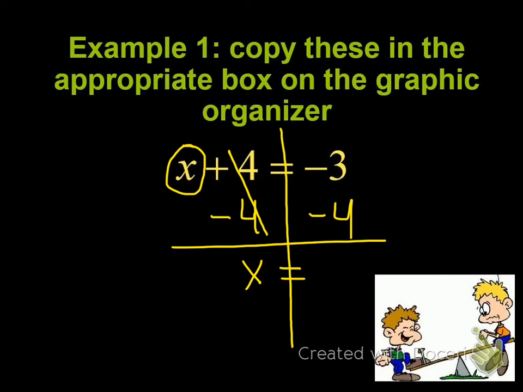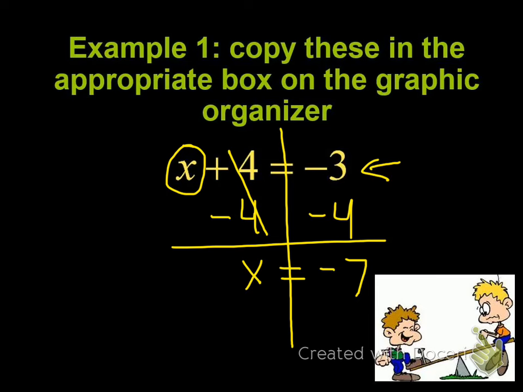On the right-hand side, we have a negative 3 and a negative 4. Combining negatives means we're going to get a larger negative. So we end up with negative 7. To check and make sure we have the right solution, let's plug the value for x back into the original equation and see if it balances.